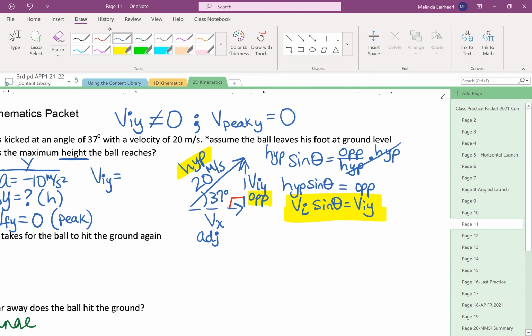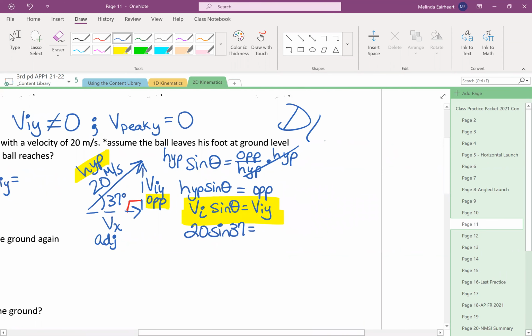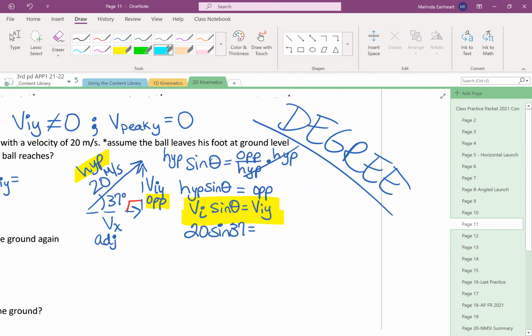And so let's plug in some numbers. Hypotenuse is 20, sine 37. So now somebody at your table has a calculator, hint, hint. Before we punch these numbers in, what did we learn last time? Our calculator needs to be in degree mode. Big time, big, capital, bold, underlined, right? Highlight.